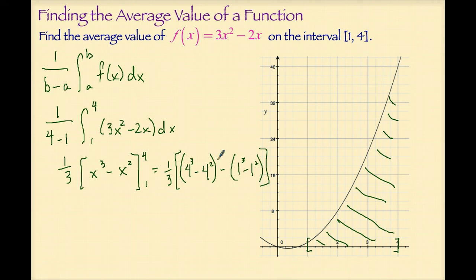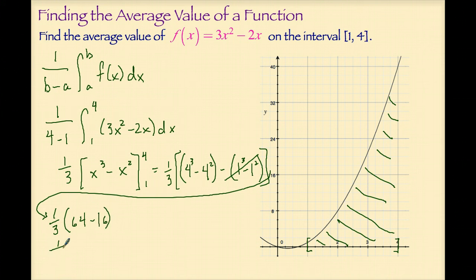Of course, 1 cubed minus 1 squared is 0, so that term doesn't contribute anything. And that means we're going to have 1/3 times 64 minus 16, 1/3 times 48, which is 16. Now let's interpret that result. 48 is the value of the definite integral. It is the area under the curve from 1 to 4. 16 is the average value. The function height 16 is the average value of the function.